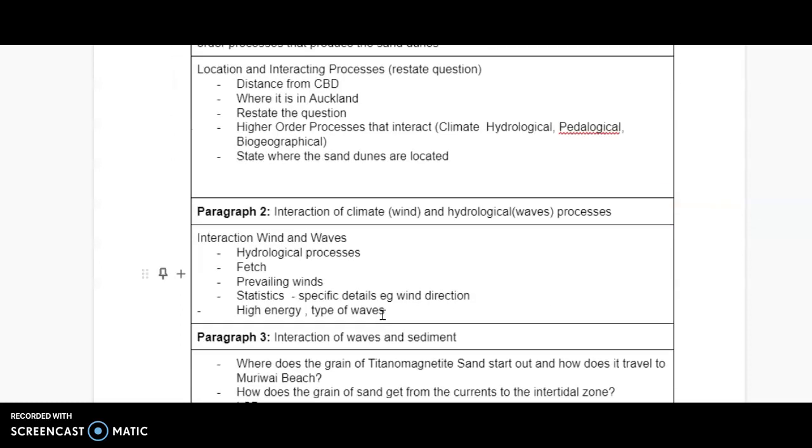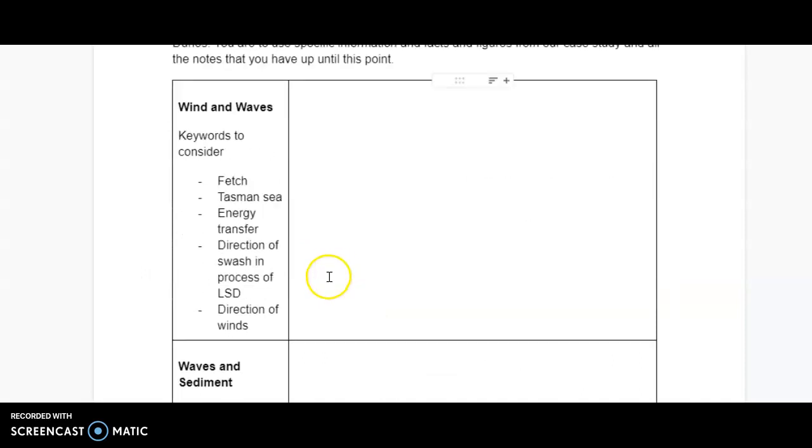Paragraph 2 is interaction of climate and hydrological processes. So this is the wind creating the waves. So the fetch, the prevailing winds, what are the statistics, the wind direction, the energy of the winds, the direction of the waves, and so on. Hopefully that information you have here.